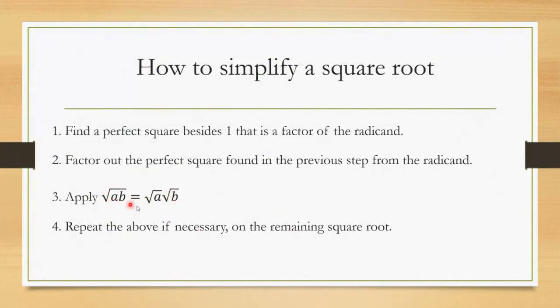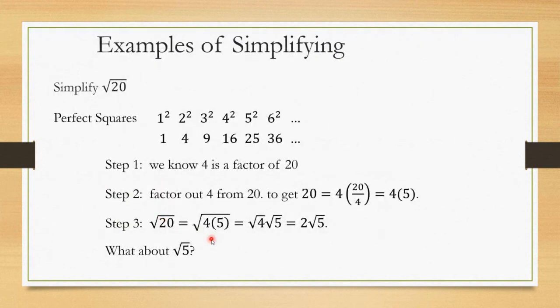Now we go back to this property here. So the square root of 20 is the square root of 4 times 5. And using that property, we get the square root of 4 times the square root of 5. But the square root of 4 is 2. We know 2 squared is 4, and 2 is non-negative. So the square root of 4 is 2. So what we have then, simplified, is this. Actually, I got ahead of myself. But we get this, though.